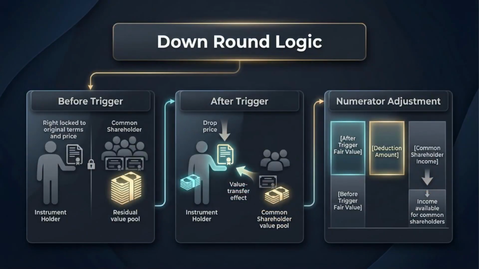The economic logic is important. When the down round trigger reduces the conversion or exercise price, the holder receives additional value. That value effectively comes at the expense of common shareholders. ASC 260 reflects this by reducing the numerator. The deduction is not the full fair value of the instrument. It is the increase in fair value caused by the trigger. In most exams, that value effect will be given to you.